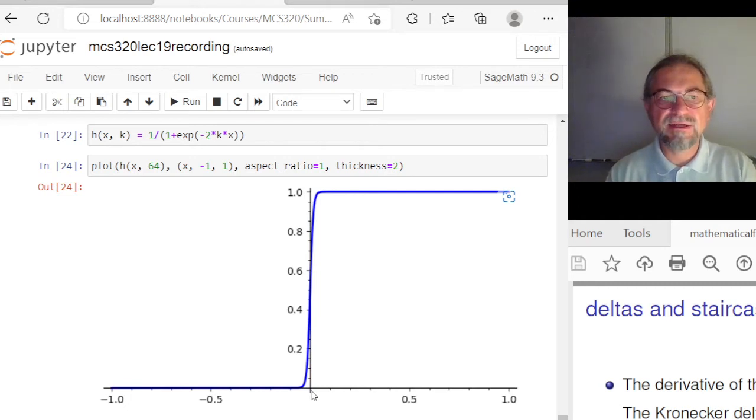So one can see this unit step function then as the limit of this function h. So the limit of this function is also called the Heaviside function. So the limit of h for k going to infinity is called the Heaviside function.